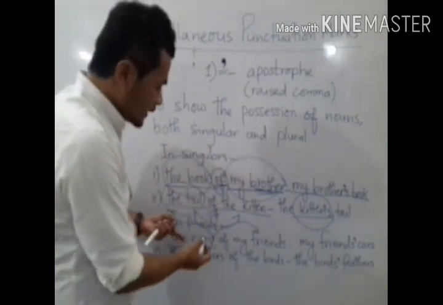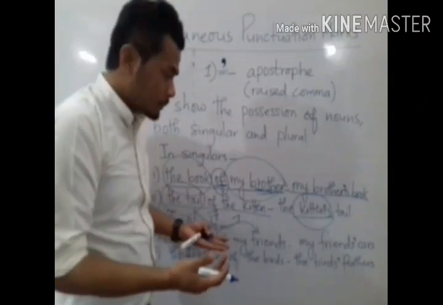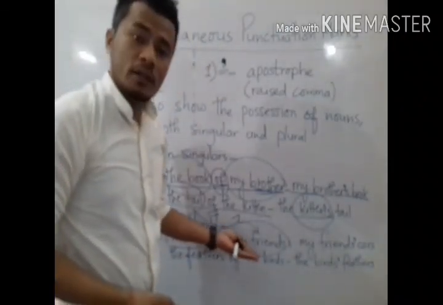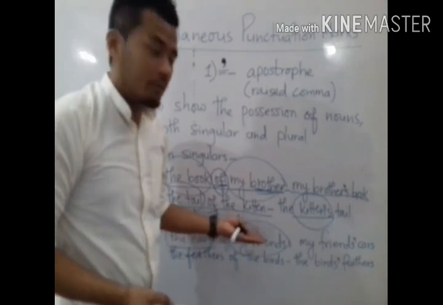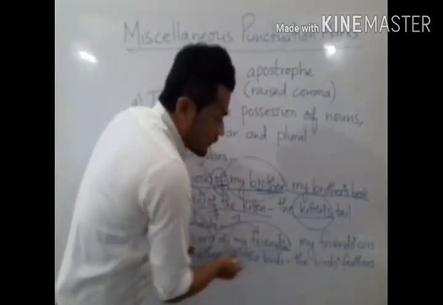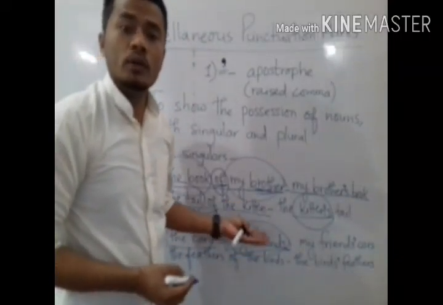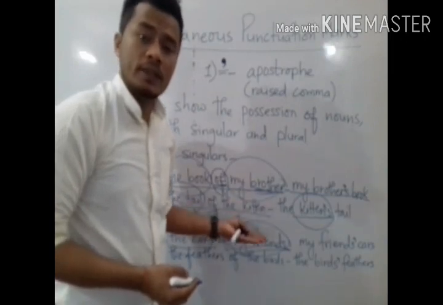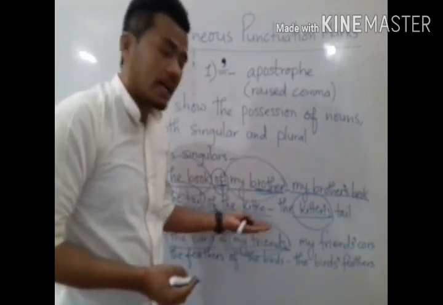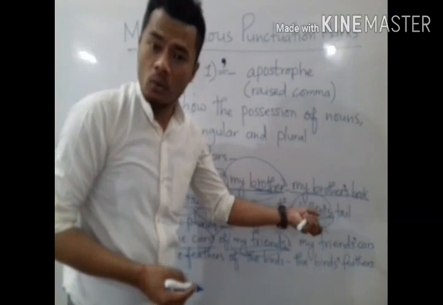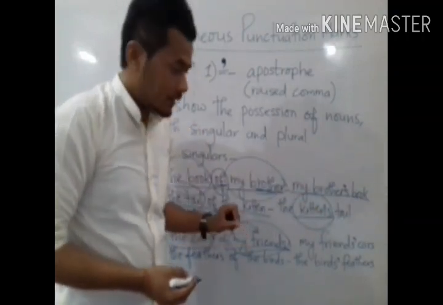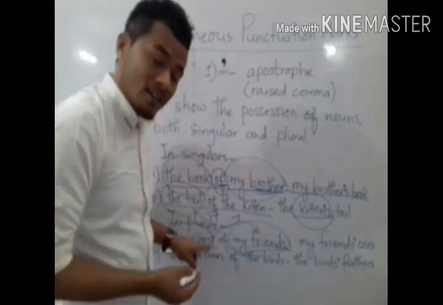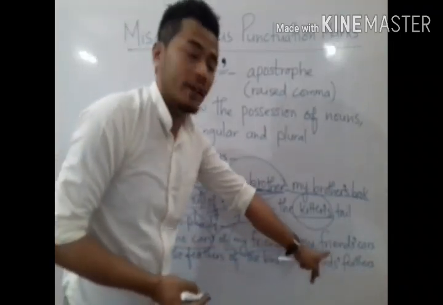Okay, here the noun that is possessing something is my friends. So the possessive case of the noun which I have to show here is my friends. My friends here is a plural form. To show the possessive case of this plural noun, I have to first write the complete plural noun, and then I have to put an apostrophe. Like the cars of my friends, that means my friends' cars.